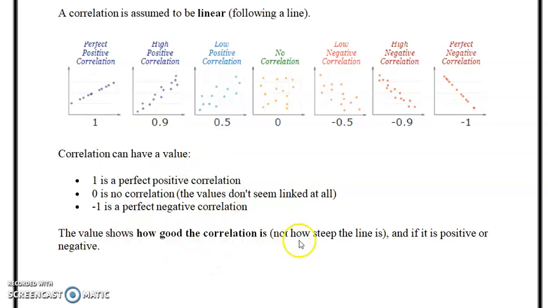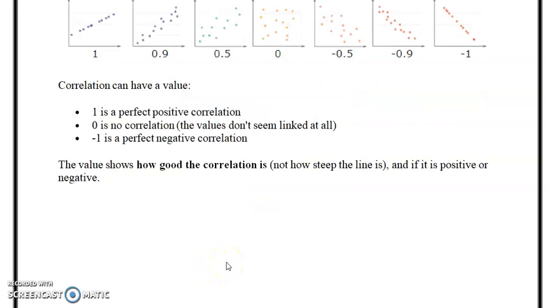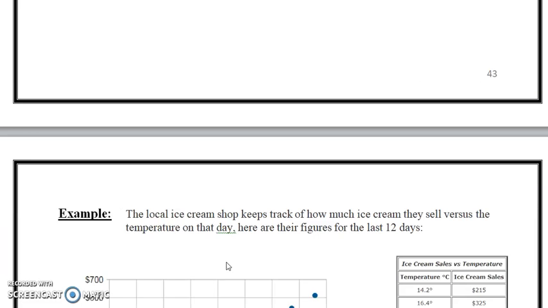So the value shows how good the correlation is, not how steep the line is, and if it is positive or negative. So it has nothing to do with slope, okay? It just tells you how good the correlation of the data is, okay?